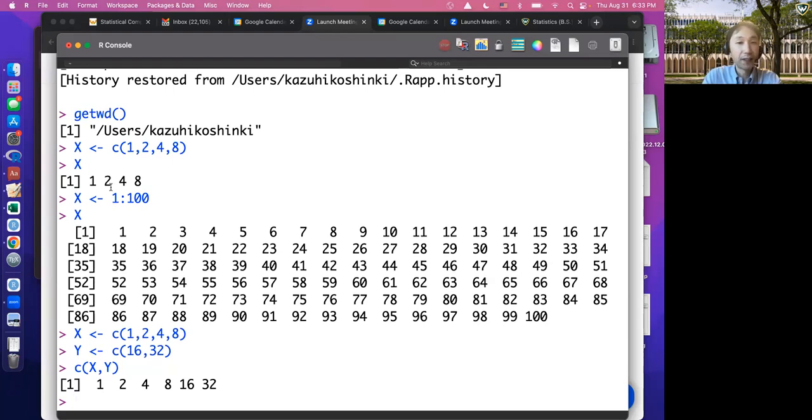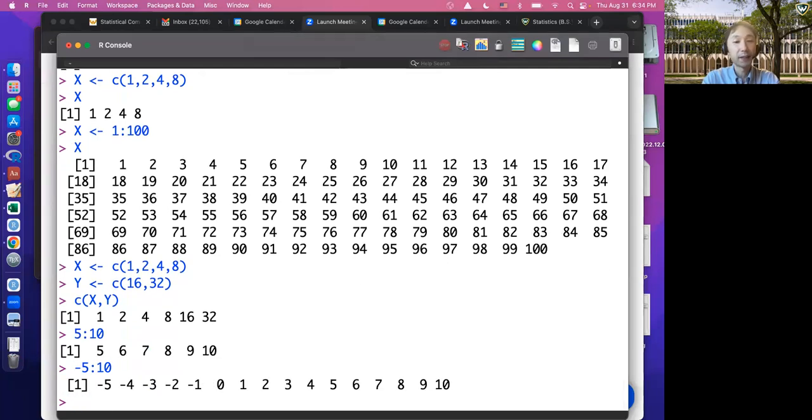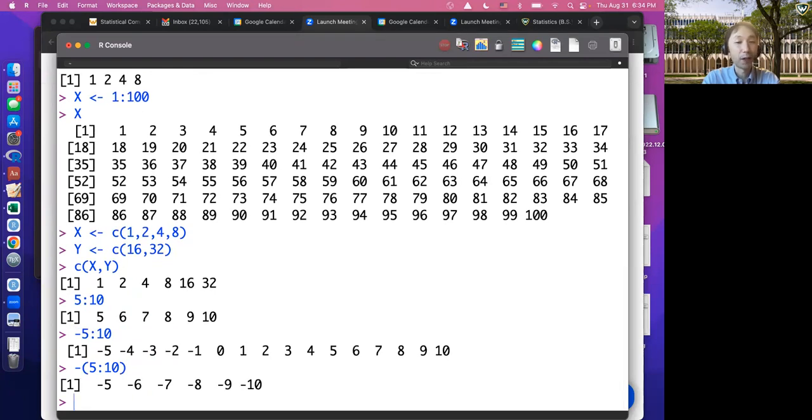And I have already put one example of a sequence, but if you want to make a sequence of, for example, 1 to 100, then you can type just 1:100. Then this becomes a vector with these 100 elements. You can use it for, for example, 5 to 10. Then you can get the sequence of 5 to 10. This is a little bit vague. So this makes the sequence from -5 to 10. But if you want to make a sequence of -5 to -10, probably you have to do that.